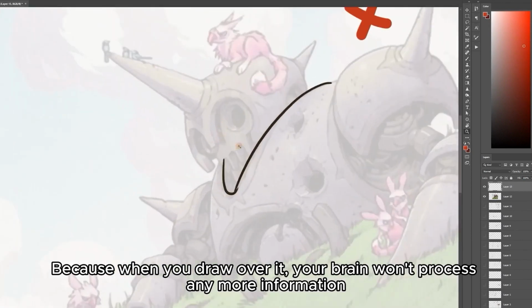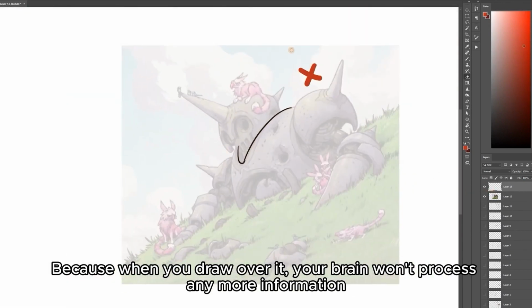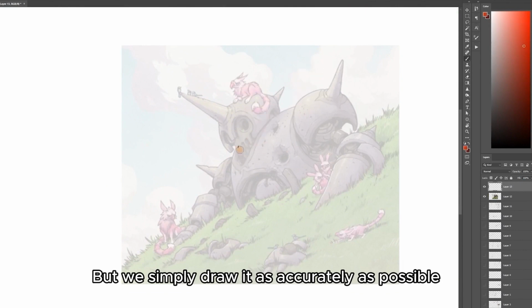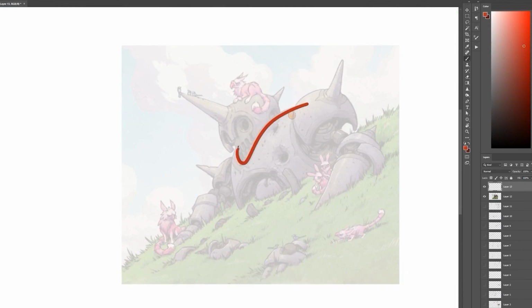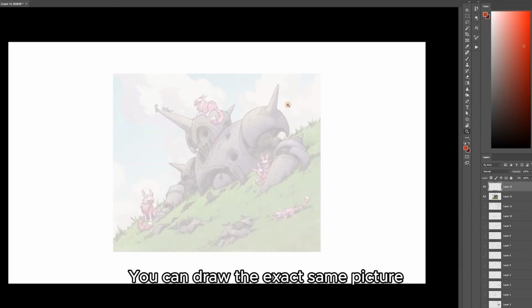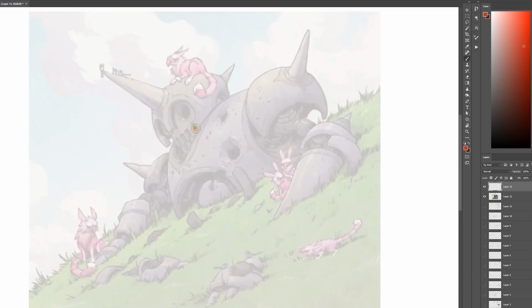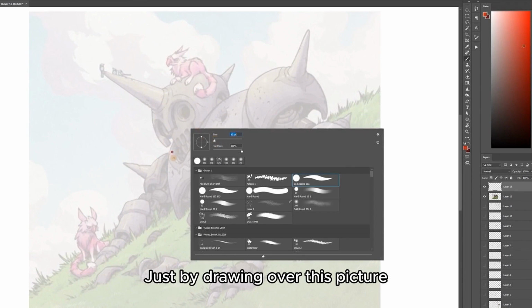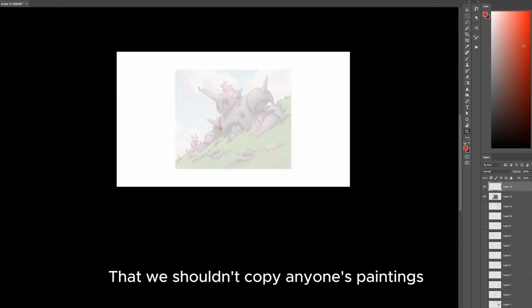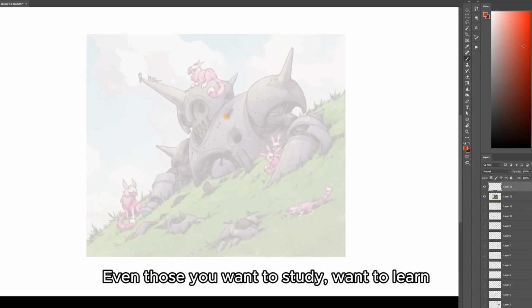Because when you draw over it, your brain won't process any more information. We simply draw it as accurately as possible. This is like rote learning. You can draw the exact same picture just by drawing over this picture. And of course, I understand you guys understand this problem, that we shouldn't copy anyone's paintings, even those you want to study, want to learn how to study.